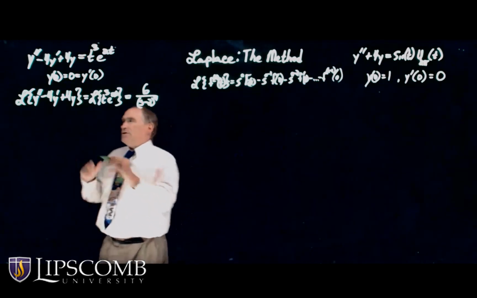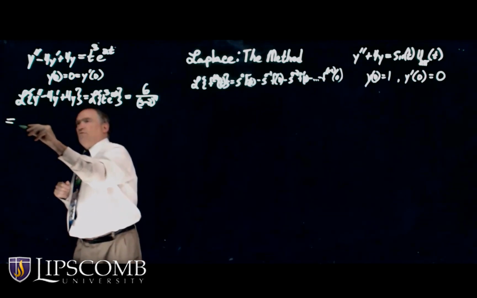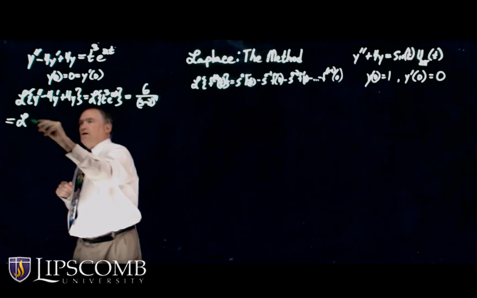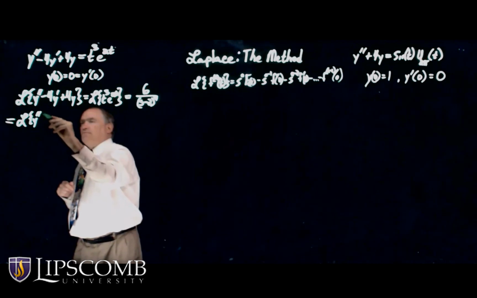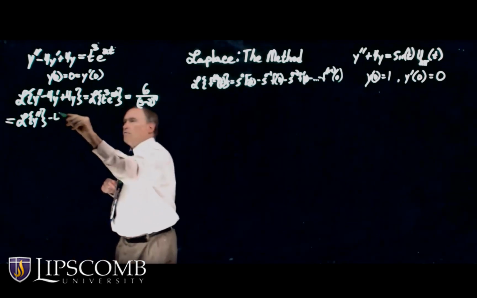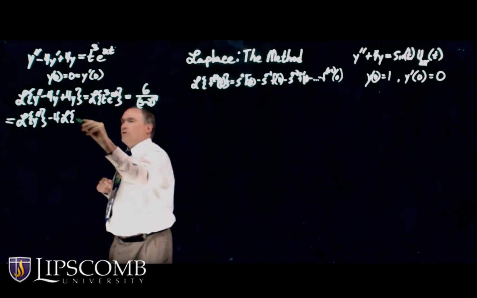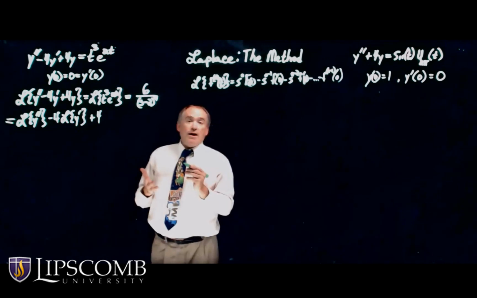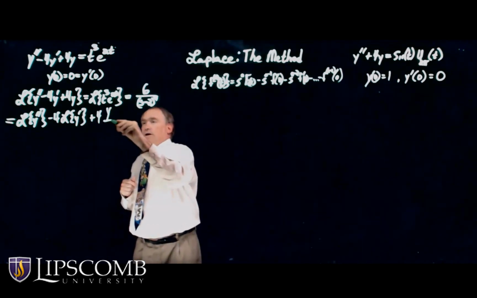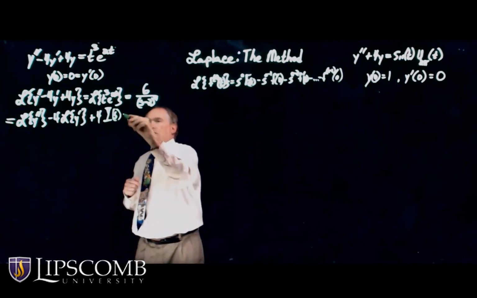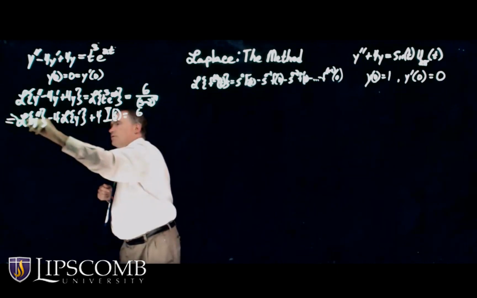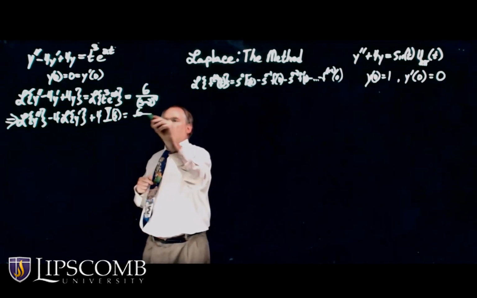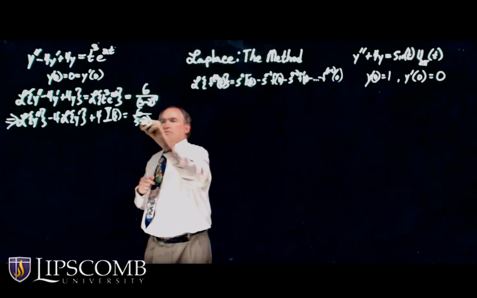So this equals the Laplace of y double prime minus 4 times the Laplace of y prime, plus 4 times the Laplace of y, so let's just put a capital Y of s, and that equals 6 over s minus 2 to the 4th.